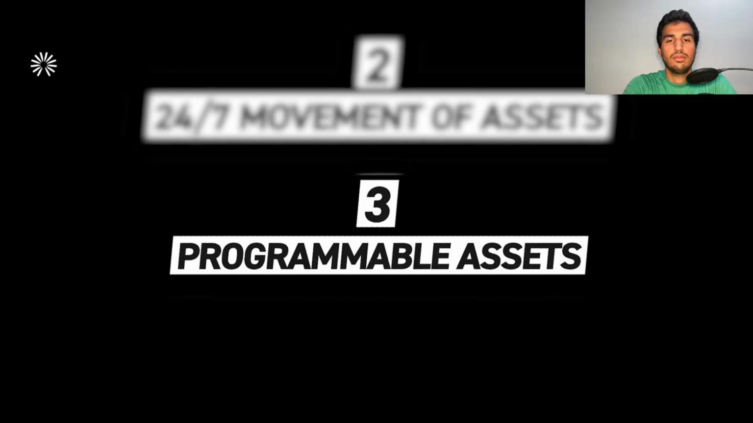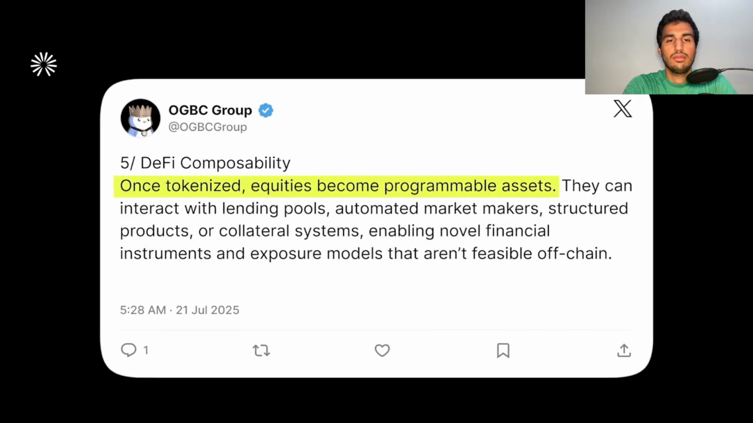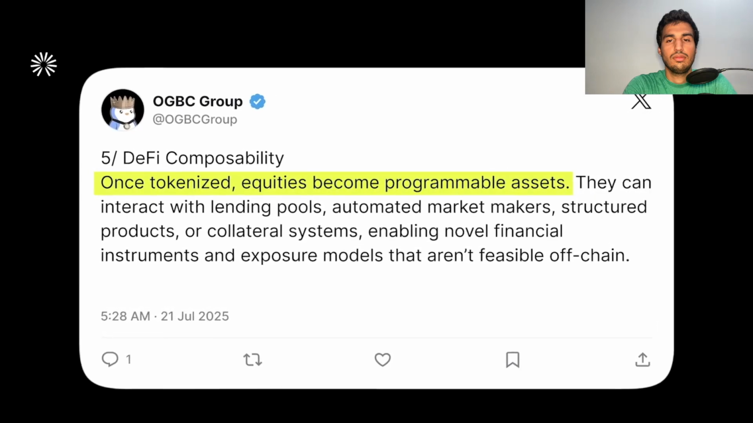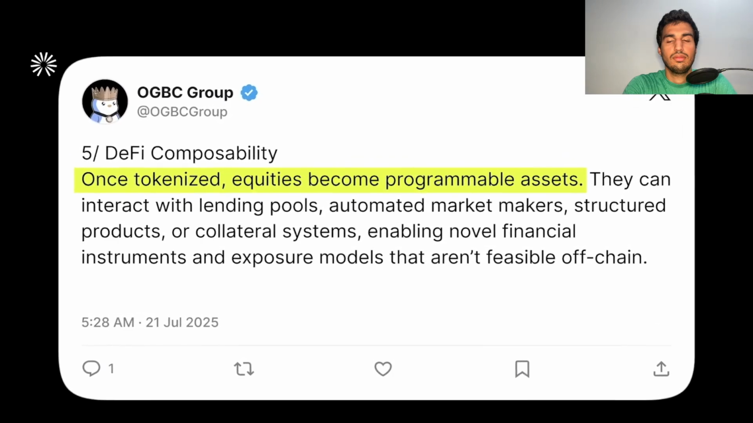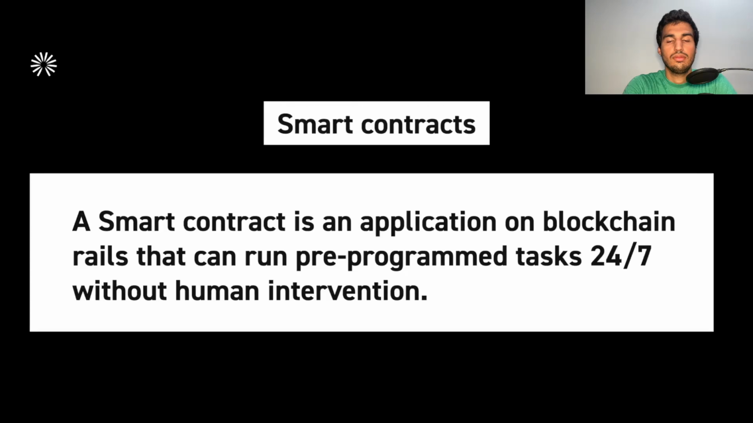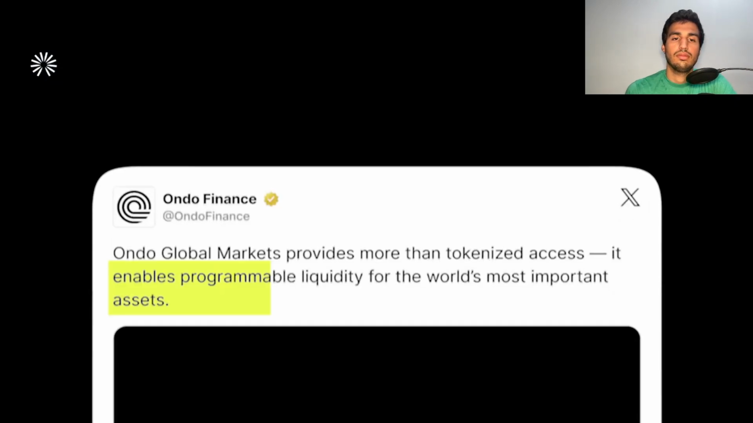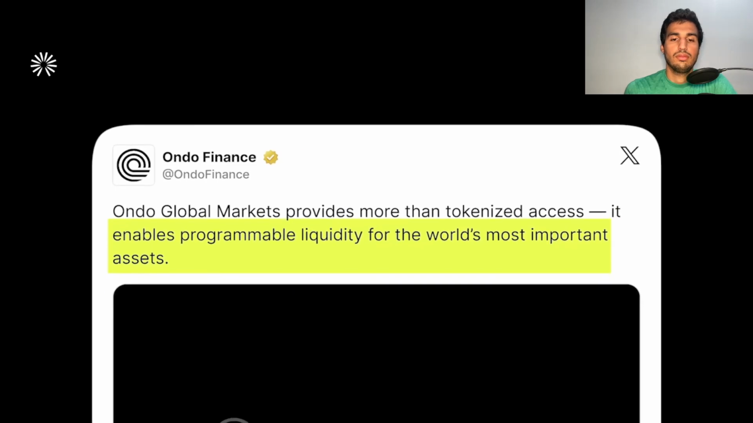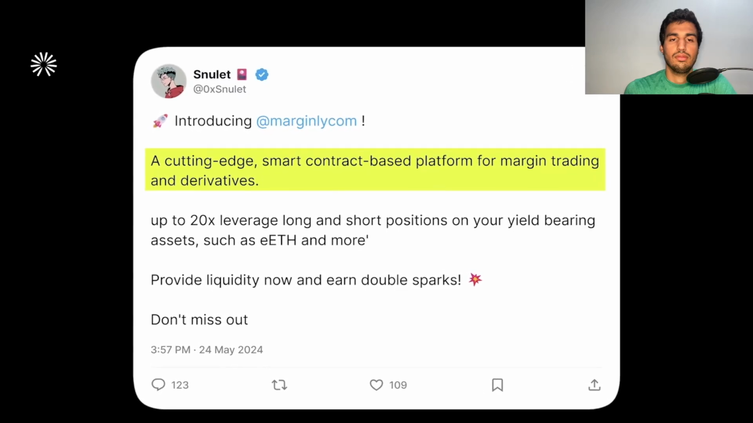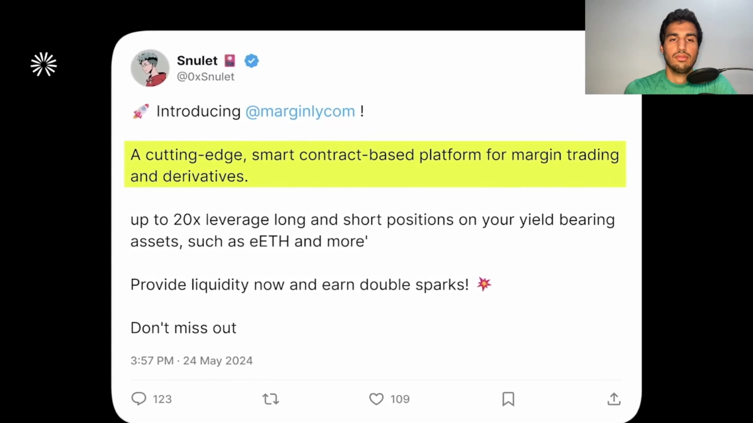And then last but not least, when you tokenize an asset, you also make it programmable. This essentially means that an asset on blockchain rails can engage and interact with a smart contract. Smart contract is just a fancy term for an application that runs on blockchain rails. It can essentially do things that are pre-programmed 24/7 without human intervention. In the form of stablecoins, this is particularly relevant for liquidity provisioning in DeFi, but it's very easy to understand how other financial primitives like margin can easily be facilitated 24/7 in the form of a smart contract.